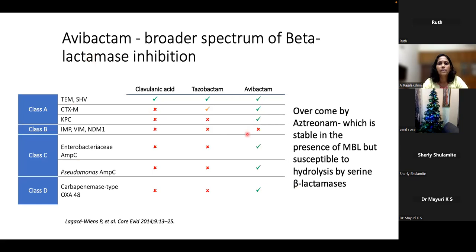This is again a similar one. Class A, KPC, avibactam is effective. Class C, AmpC, it's effective. And OXA-48 producing class D, it's effective. For MBL-producing class B, it is not effective. This is overcome by adding aztreonam. That is why we combine ceftazidime-avibactam with aztreonam to overcome this resistance.